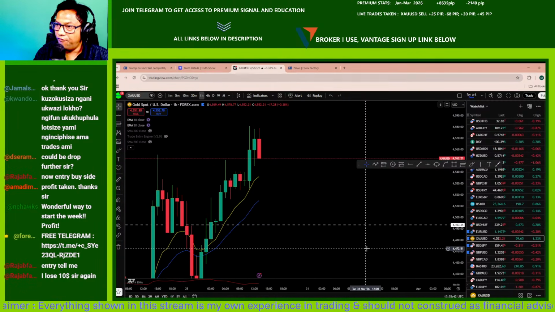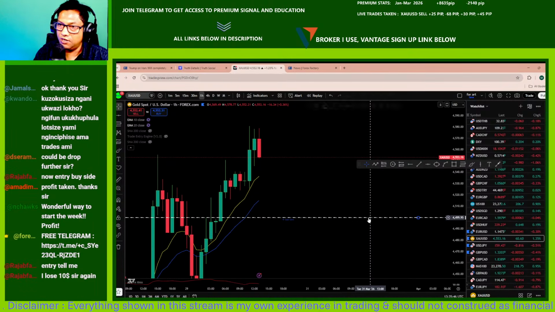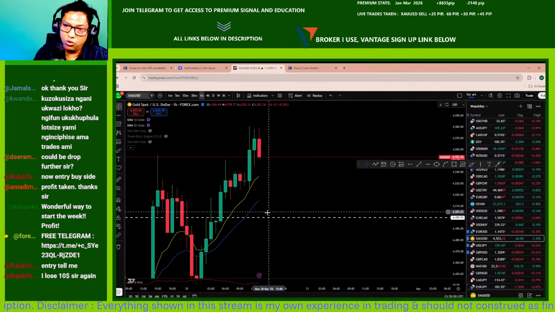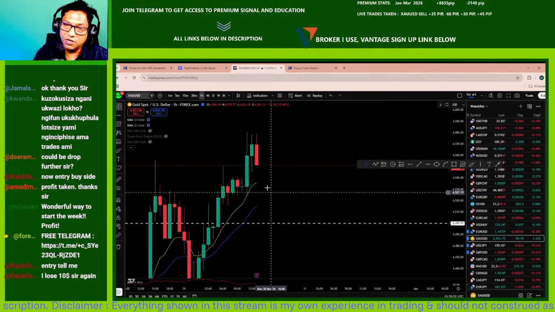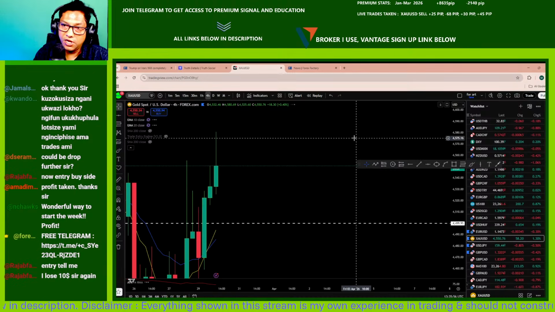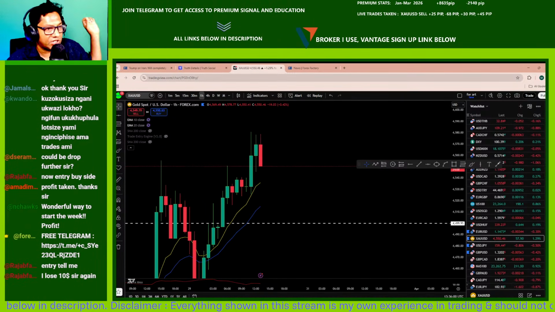4500 is another liquidity zone. This drop may go to this level, or to this level. If it drops back to this daily support here, we'll be able to look for another buy entry in this market. This is my plan for this session here.